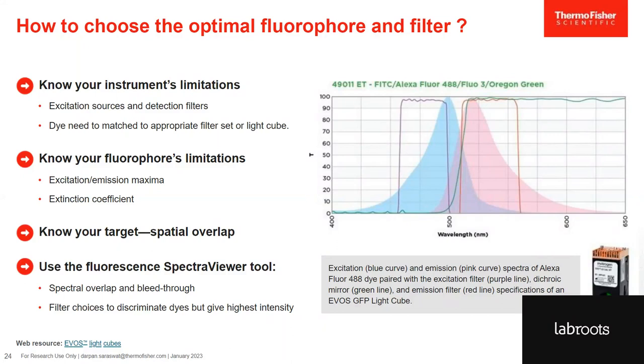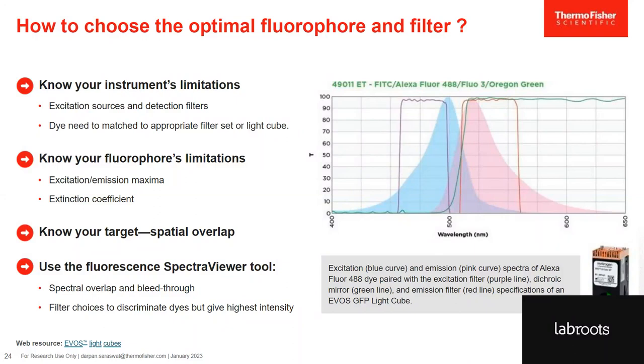For example, let's talk about the image on the right. It's for Alexa 488, which is a very common green dye. In the blue color, you can see the excitation curve of the dye. In the pink color, you can see the emission curve of the Alexa 488 dye. If you have to choose the right filters for Alexa 488, how will you decide?